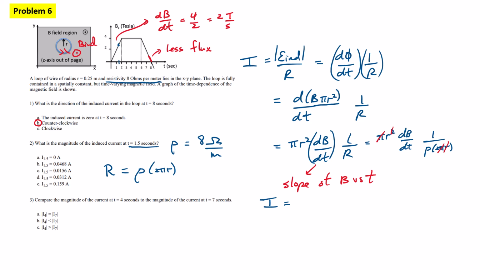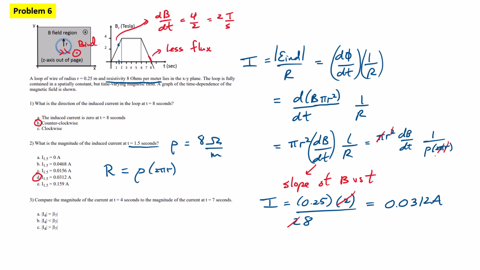The radius was 0.25 meters. The slope of the graph we just calculated, that was 2. And now I'm left with the resistivity, which was 8 ohm meters. And there's still a factor of 2 here left over from that circumference. Those things cancel out. And at the end, I am left with 0.0312 amps. All right, so the correct answer here corresponds to choice D.